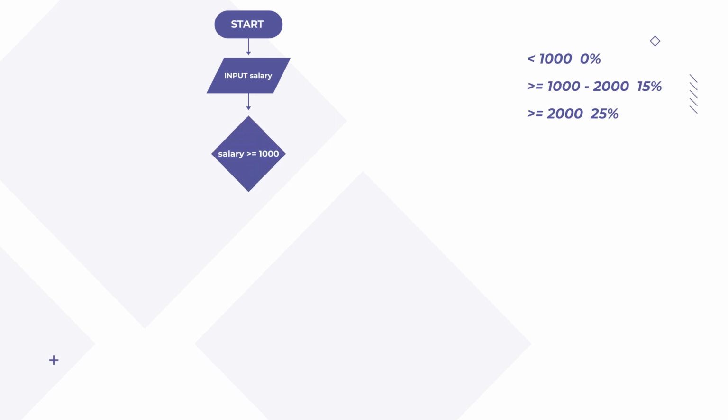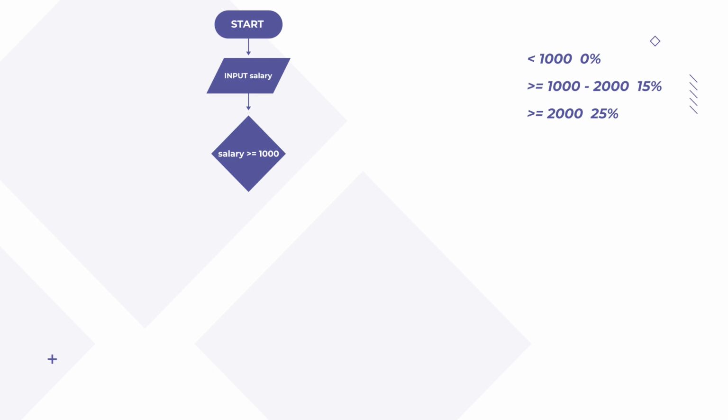So let's start the flow chart. The first thing we will ask for is the salary, and then here we have to write the condition and check the salary. If the salary is greater than or equal to 1000, this is the condition. And we need to tell it what to do if the condition is true, and what to do if the condition is false.